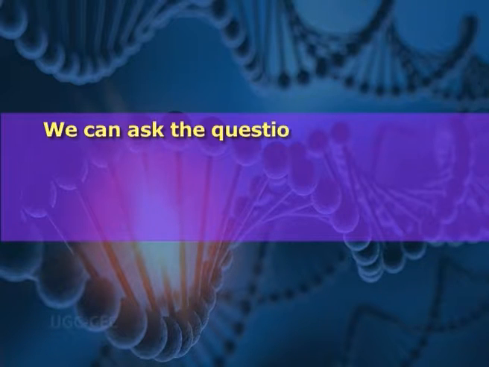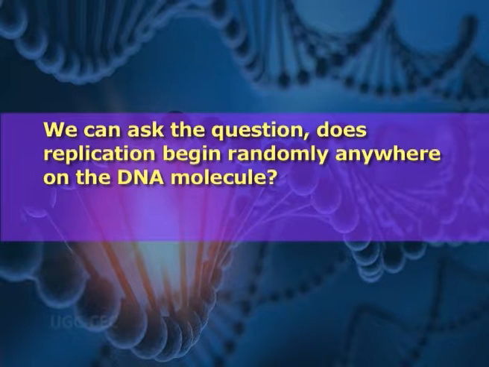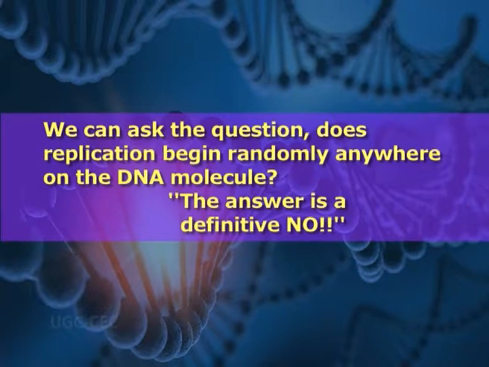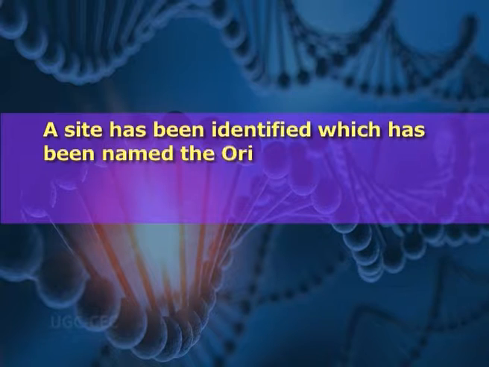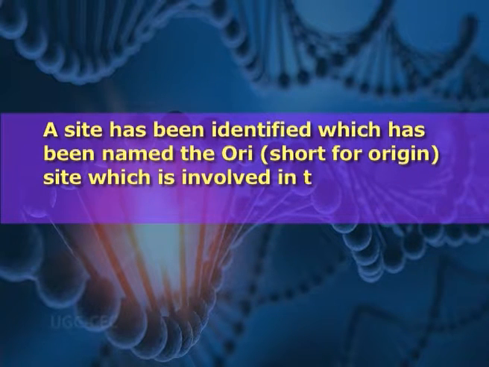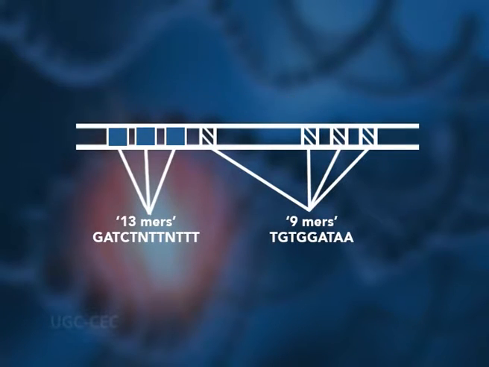However, before elongation happens, initiation of replication has to take place. How does this happen is the question we will now take up. We can ask the question, does replication begin randomly anywhere on the DNA molecule? The answer is a definitive no. A site has been identified which has been named the ORI, short for origin, site, which is involved in the initiation of replication. The ORI C site in the E. coli chromosome is a sequence of 245 base pairs and has unusual features.